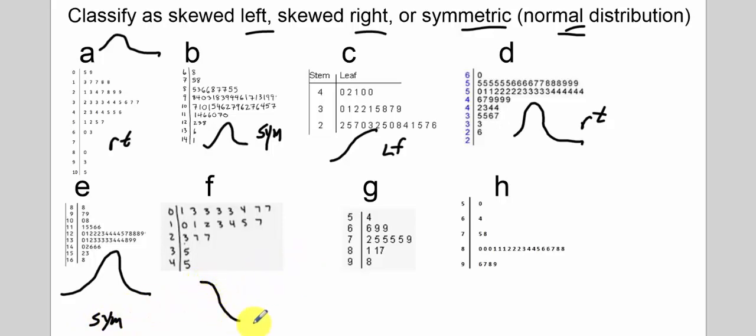Likewise, this runs off to the right, so we'd call this right-hand skewed. This looks to be pretty symmetric as well. And this guy has a few running off to the left, not as much running off to the right, so we'll call this left hand skewed.